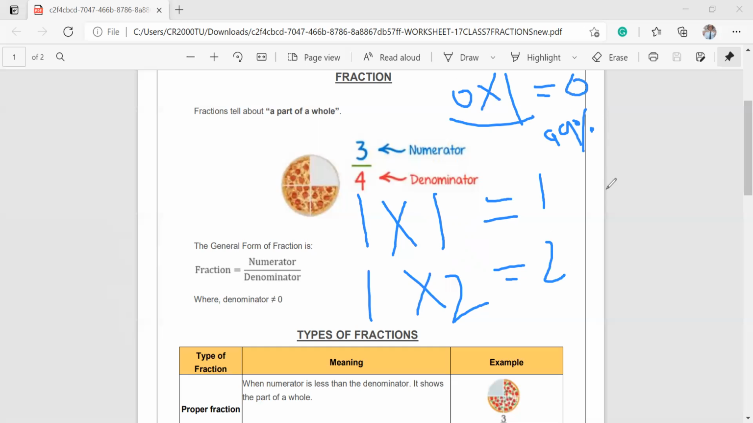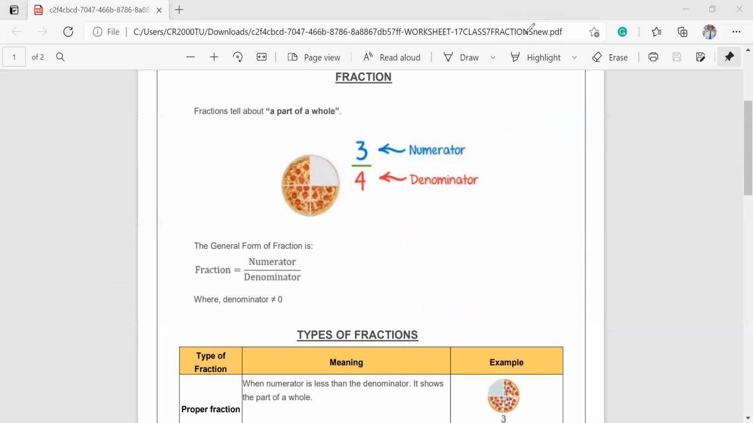Because of this 0 into 1 concept, that is why we do not divide any number by 0. For example, I take 3 divided by 0. Now in which table of 0 would 3 come? If we multiply 0 into 3, the answer would be 0. If we multiply 0 into 4, 5, 6, 7, 8, 9, 10, or even infinity, the answer would be 0.